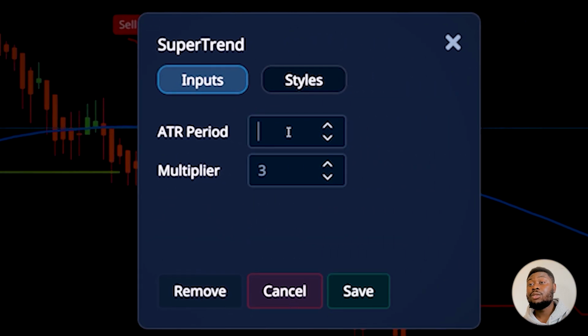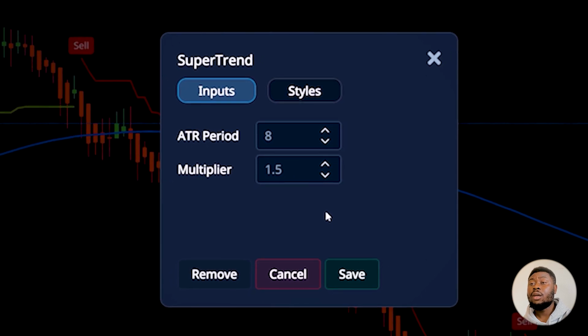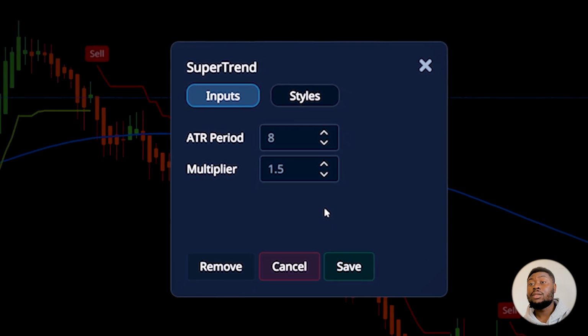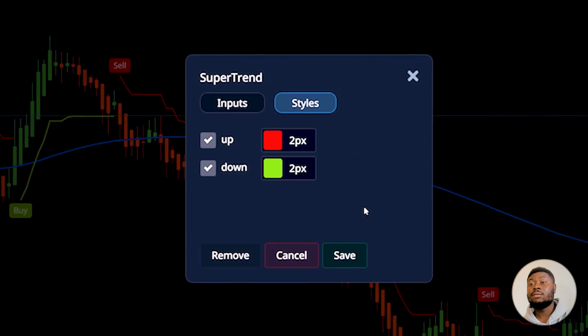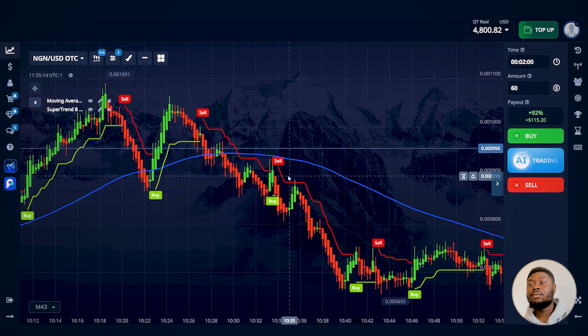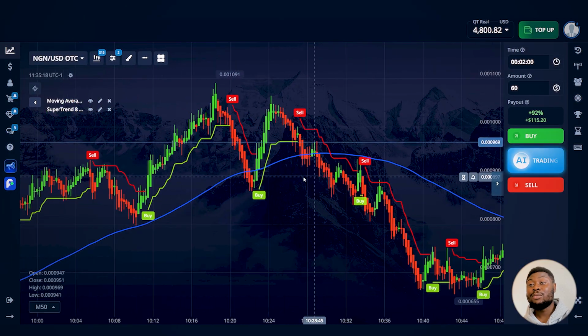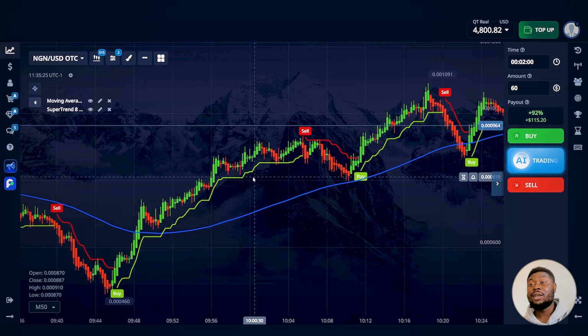I'll reduce the SuperTrend period indicator to 8. I'll also reduce the multiplier parameter to 1.5. I will not change the color of the indicator in the style settings. Make sure that you have the same. This completes the setup, which means you can start looking for situations and start opening trades.